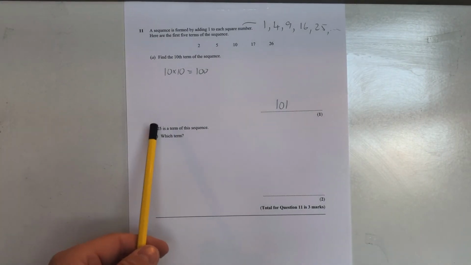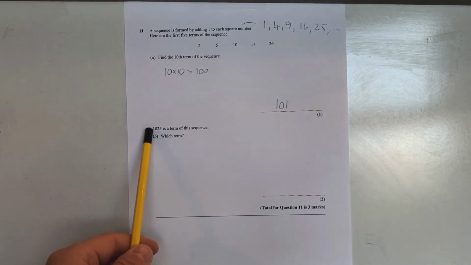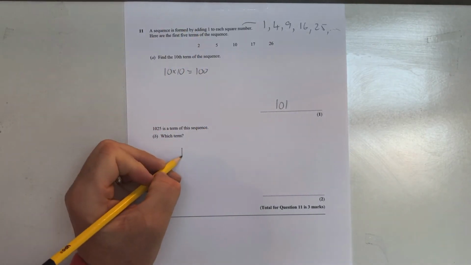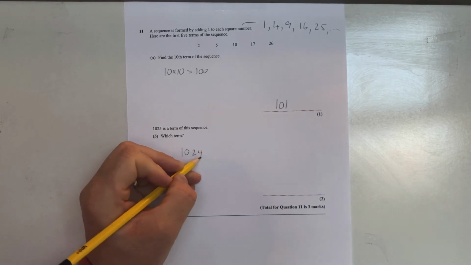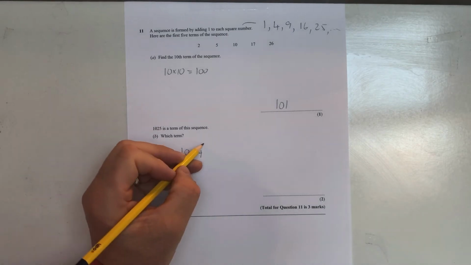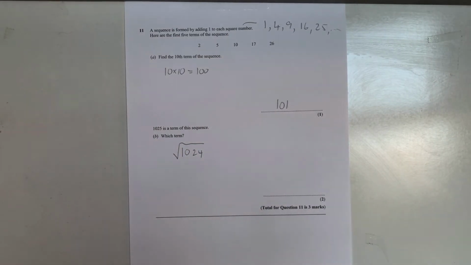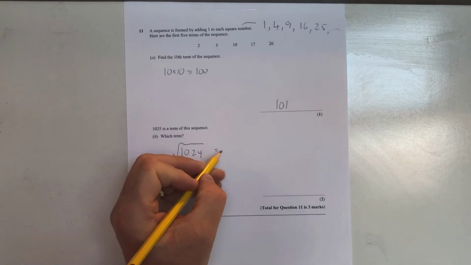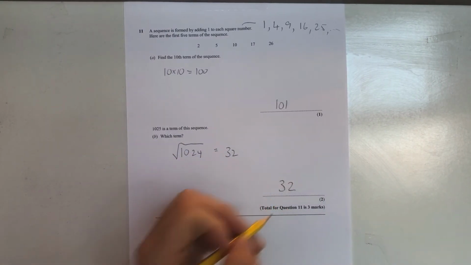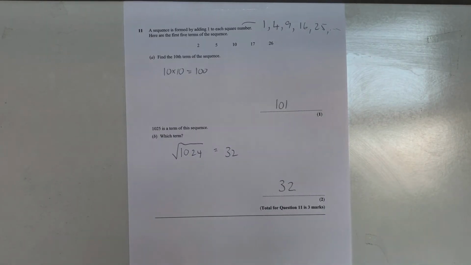Now I could carry on this sequence to see whether that's in. However, the alternative is, instead of adding 1, subtract 1, so we get 1024. And then square numbers, the opposite of square is square root. So if we just check out the square root of that number, so square root button pressed, 1024 equals 32. So it is the 32nd term.